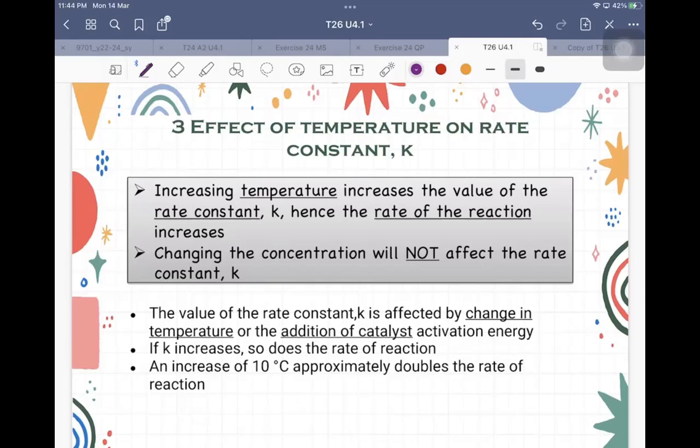And please make sure to amend the mistake that I made just now. It was a major mistake where I incorrectly rearranged my rate equation. Okay, sorry about that.